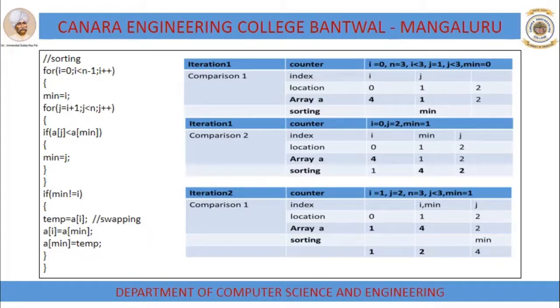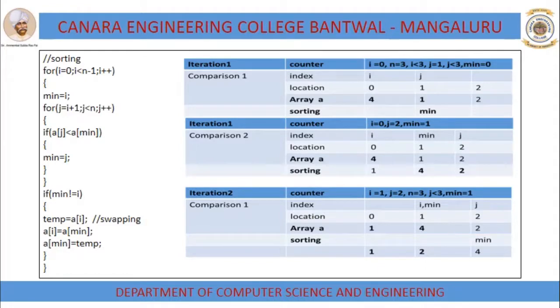Now again control will come back here. j is incremented by 1. j was 1, it is incremented, so j becomes 2. So 2 is less than 3, the condition is true, so again control comes inside the for loop. Now the condition a of j is less than a of minimum. The new value of j is now 2, so a of 2 is less than a of minimum. The minimum value is now 1, minimum is pointing here.